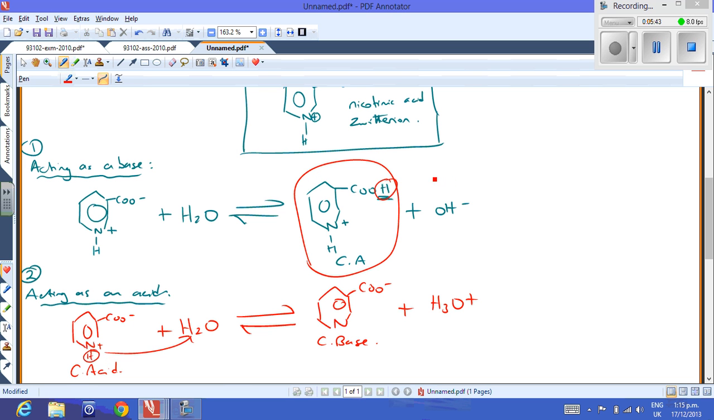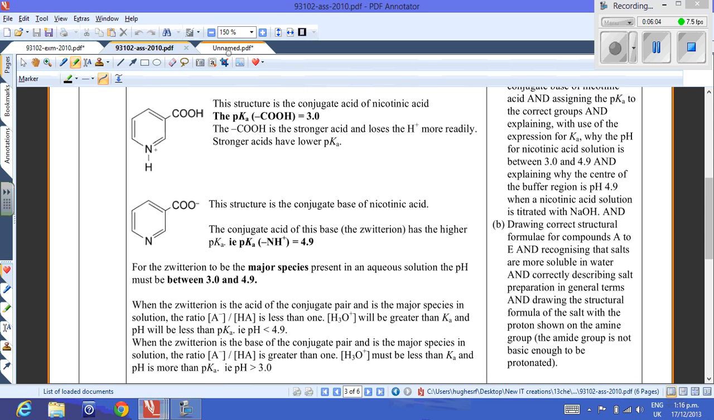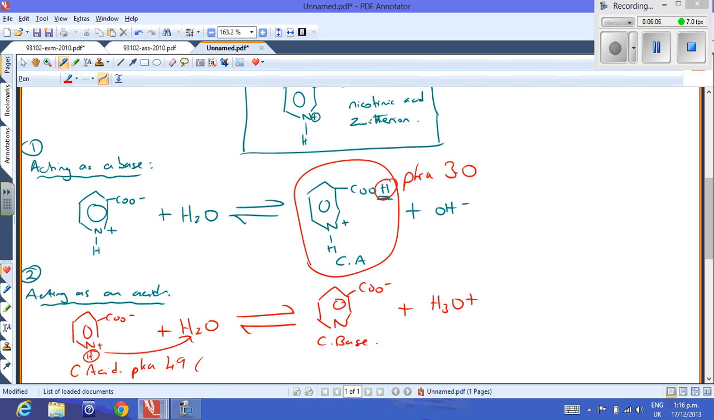So it should have the smaller pKa because it should be easier to remove that. So the pKa for this one is 3.0, whereas the pKa for this proton to be lost right here is 4.9. So I hope I said that correctly. So the pKa is 3.0.